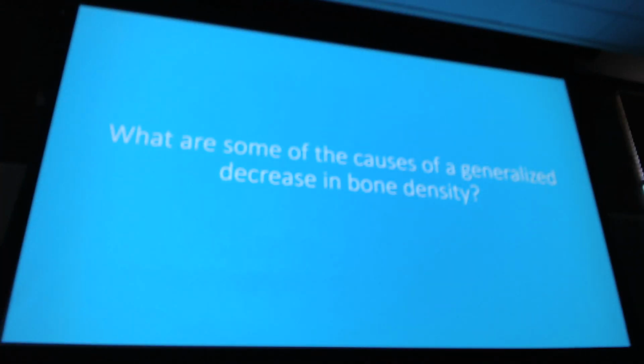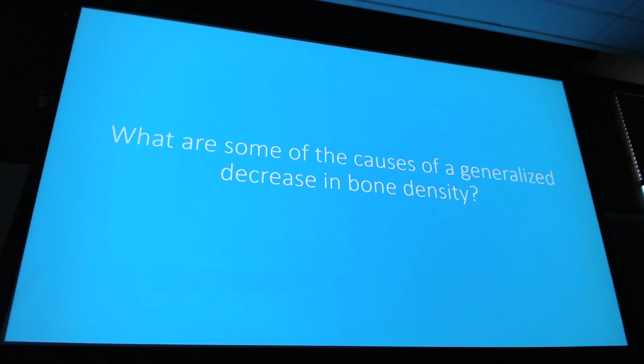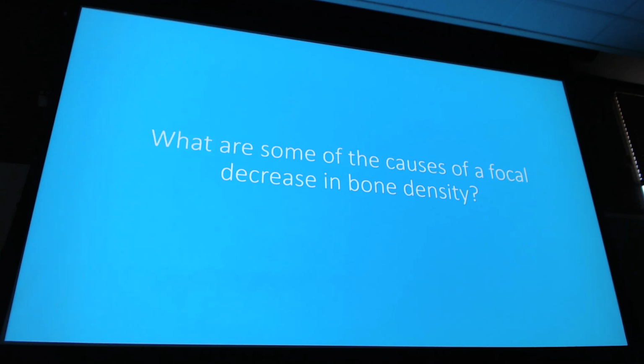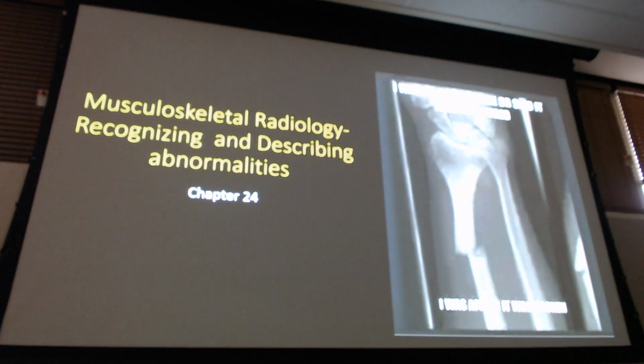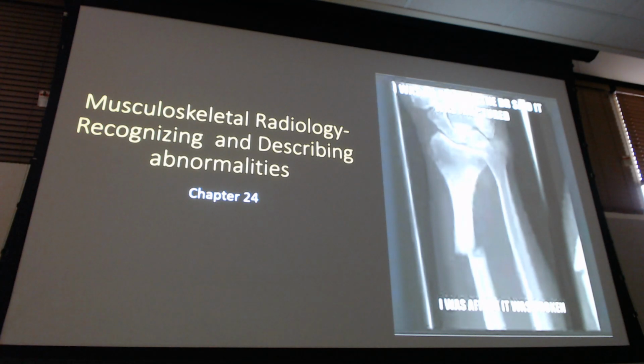We just covered all those. Generalized increases in bone density, the one that I need, generalized decrease, osteoporosis and rickets and osteomalacia. Those are the ones I need you to kind of know about. Don't worry about hyperparathyroidism. And then the focal one is just that osteomyelitis. Questions on any of those increases or decreases in bone densities?